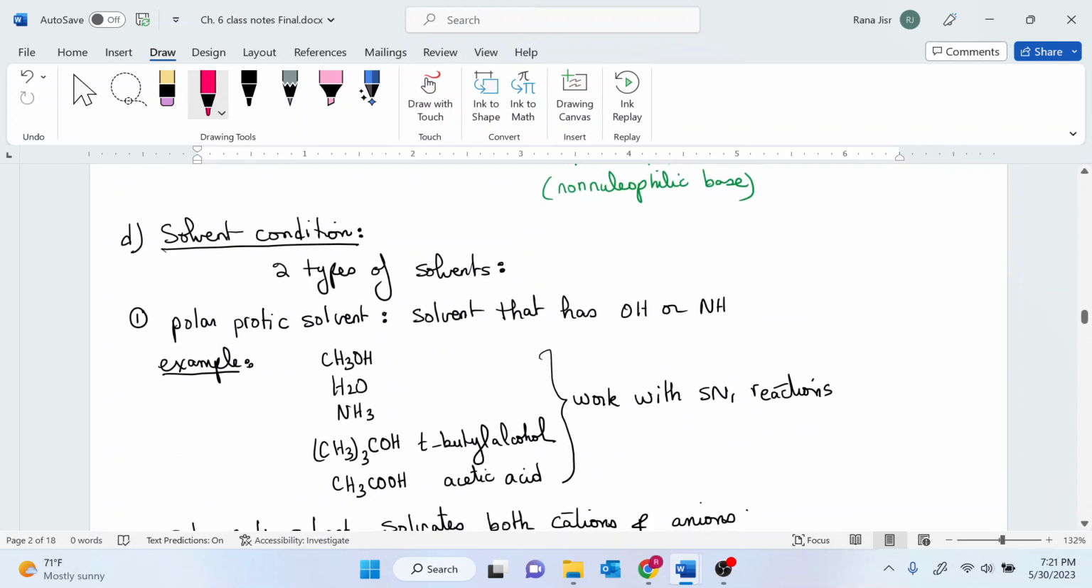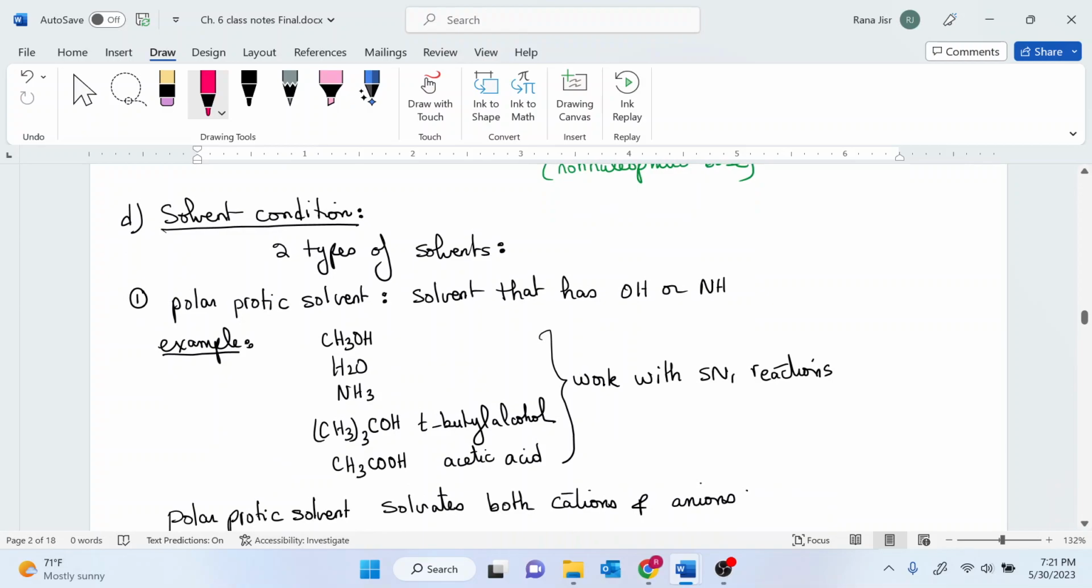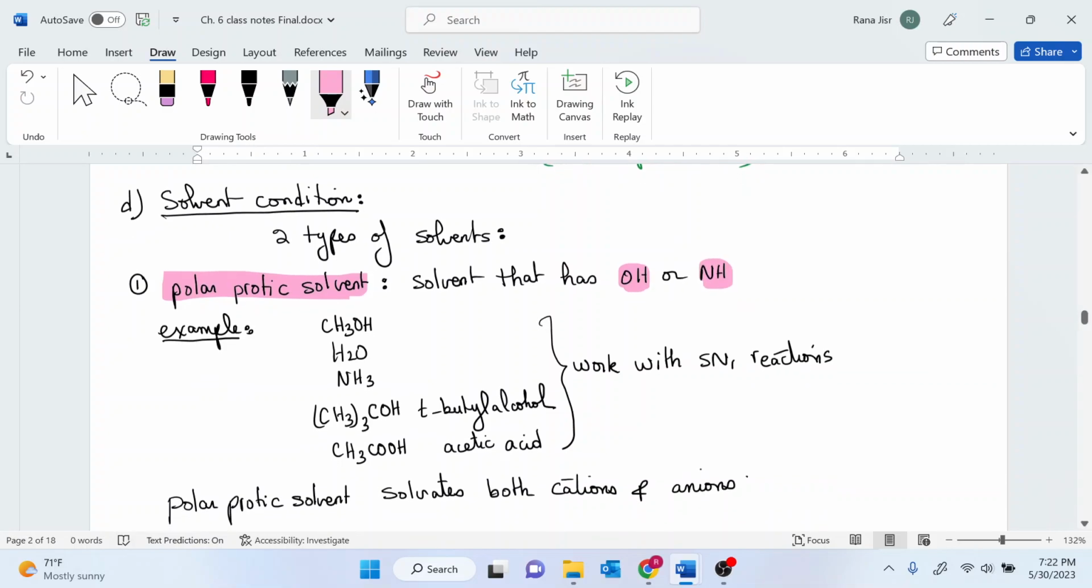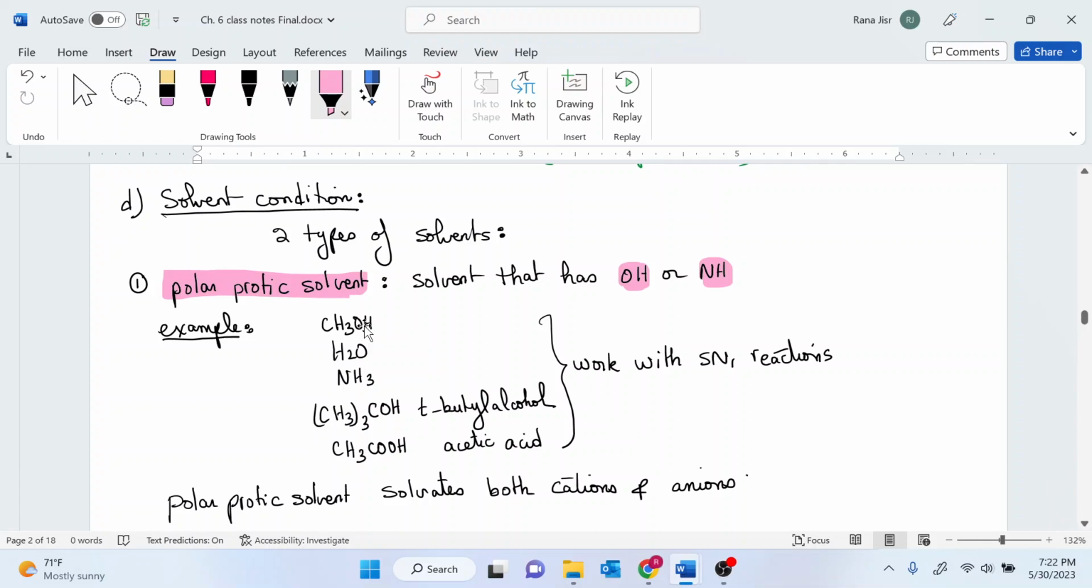There are two types of solvents involved. The first type of solvent is a polar protic solvent. This type of solvent has OH or NH in it. And these are examples of polar protic solvents. You just need to look at the molecular formula. If you see an OH in there or an NH in any of those, then these are considered to be a polar protic solvent. Like for example, tertiary butyl alcohol.